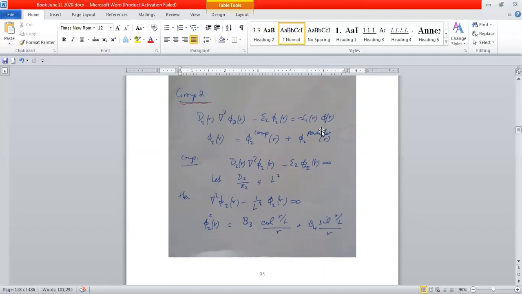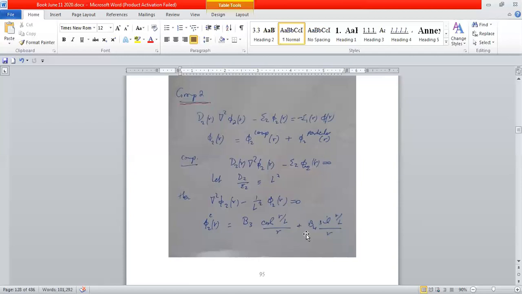Now, many books do not take you through this detail, and this is what I do want to take you through a little elaborately. So let's look first at the complementary solution. For the complementary, I put the right hand side to zero. Again, I convert the operator into a scalar. First I had b1 and b2. Now I get for the complementary solution B3 cosine hyperbolic over R plus B4 sine hyperbolic. So there's nothing new over there.